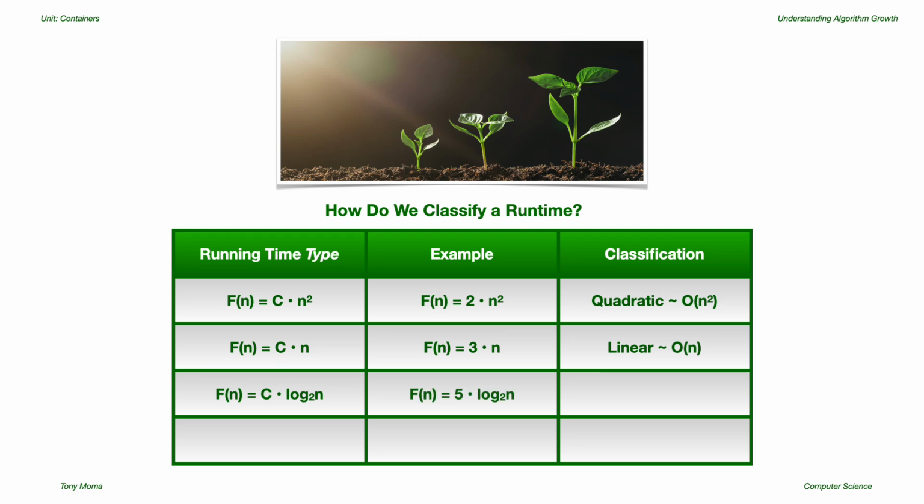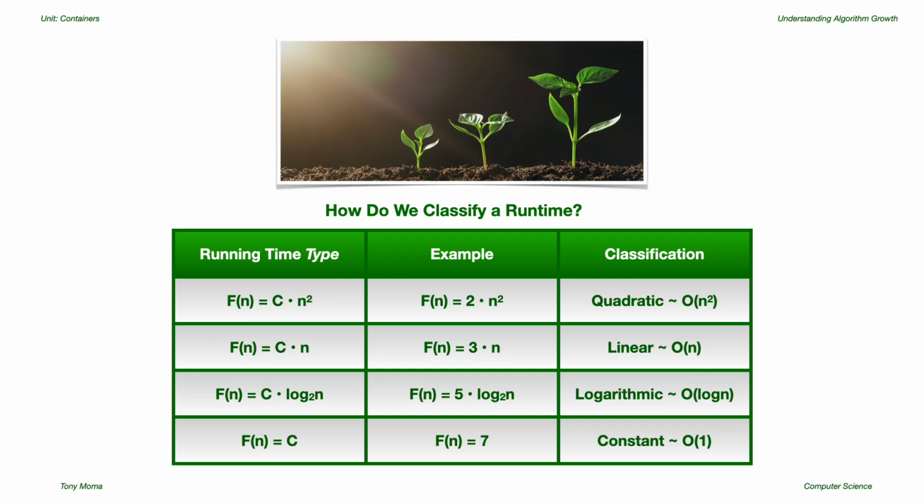For example, f of n equals 5 times log base 2 of n. Anytime the running time is the product of a constant times log base 2 of n, we say that running time is logarithmic, or big O of log n. Next, f of n equals c, meaning f of n simply equals a whole number. For example, f of n equals 7. In this case, the running time will be classified as constant, or big O of 1. The reason we call it constant is because we know that the output will be the same regardless of the input size.